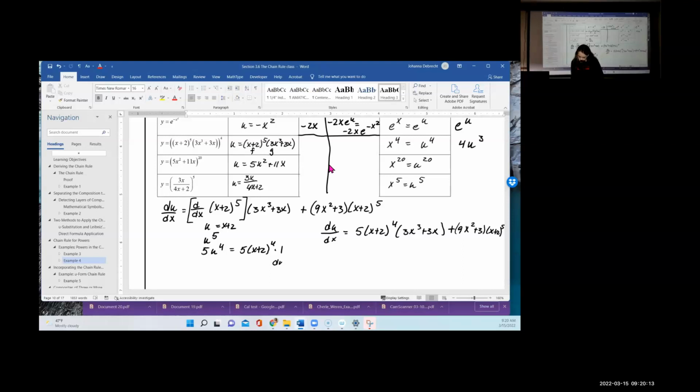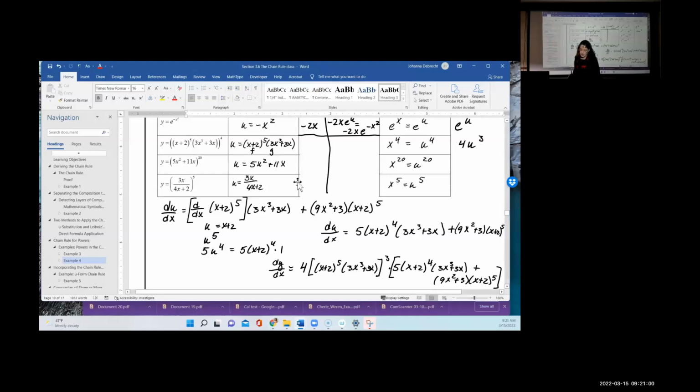So the derivative of y with respect to x is equal to 4 times x plus 2 to the 5th, 3x cubed plus 3x, all raised now to the 3rd, times another 5 times x plus 2 to the 4th, this is all in brackets, times 3x cubed plus 3x, plus 9x squared plus 3 times x plus 2 to the 5th.